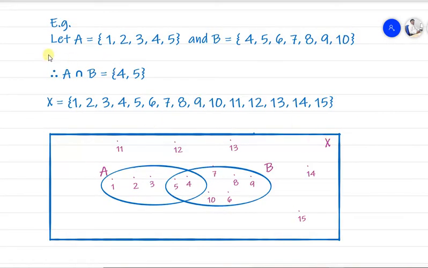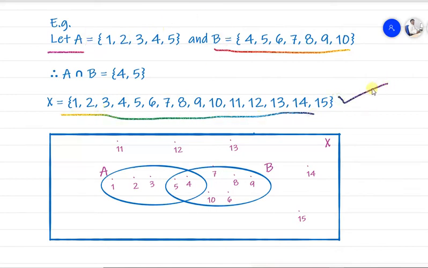So see, here we have an example. Here we have a set A having 5 elements, 1 2 3 4 5, and here we have a set B having 4 5 6 7 8 9. Both these sets are subsets of the universal set. This is our universal set X, and A and B are the subsets of X. All the elements from A and B are the elements of X. Okay, now we have to find the intersection.